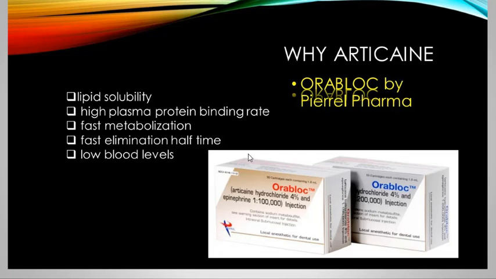Once again, I've never had a side effect with Articaine in my practice, and I use it routinely, and I love it. And my hygienist uses it as well.